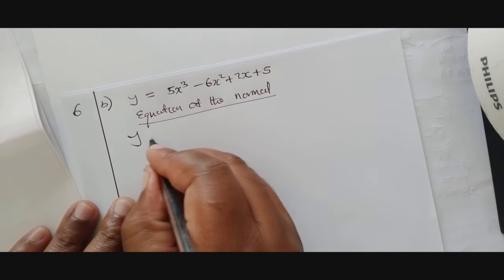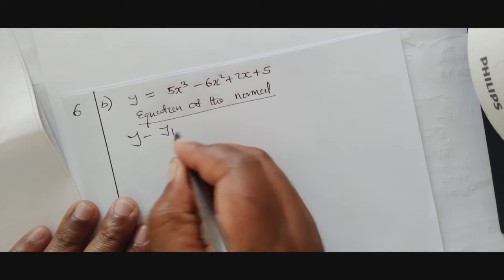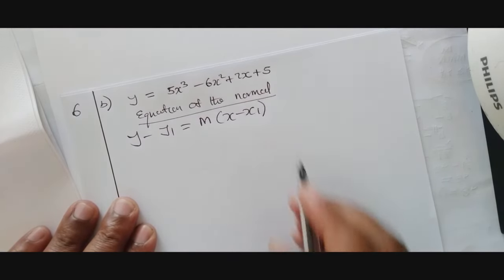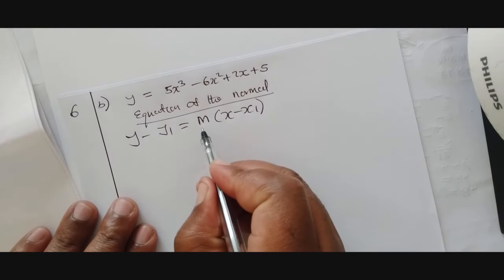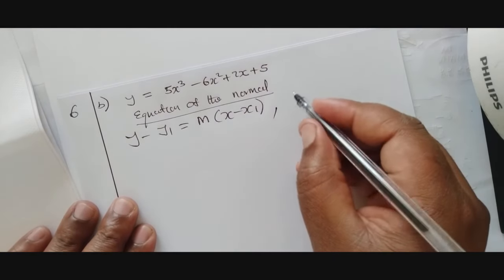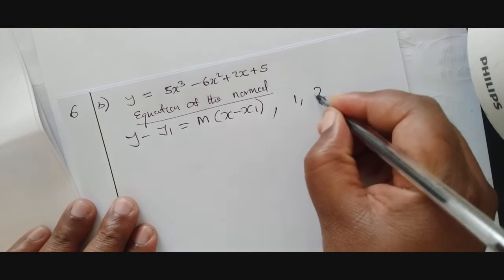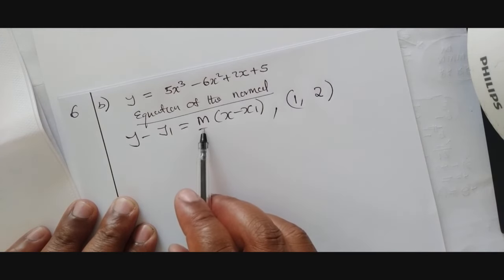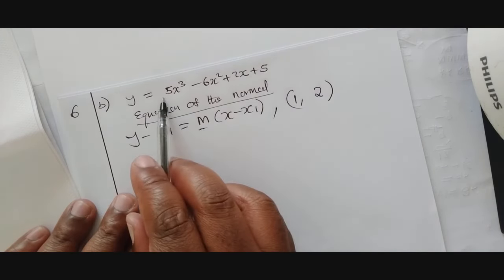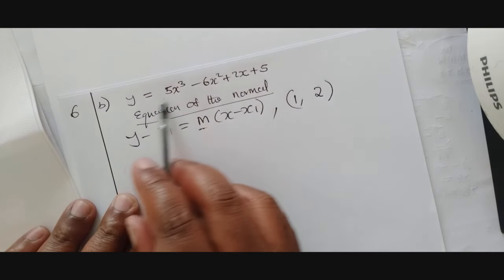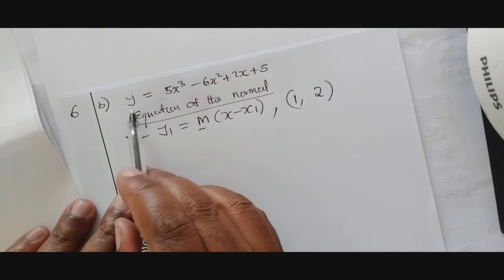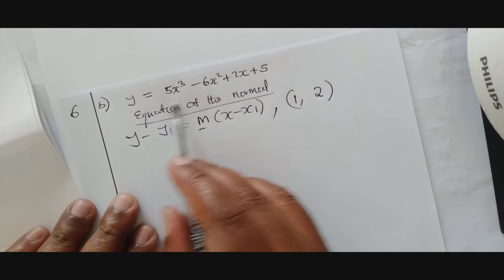We are going to use the formula y minus y1 is equal to m, open bracket, x minus x1. Right now, here we have a point. The point is 1, 2. Okay? But we need a gradient. The gradient of the normal is perpendicular to the gradient of the tangent, because the gradient of the curve here will come from the tangent. So what we need is to get the gradient of this. Okay?